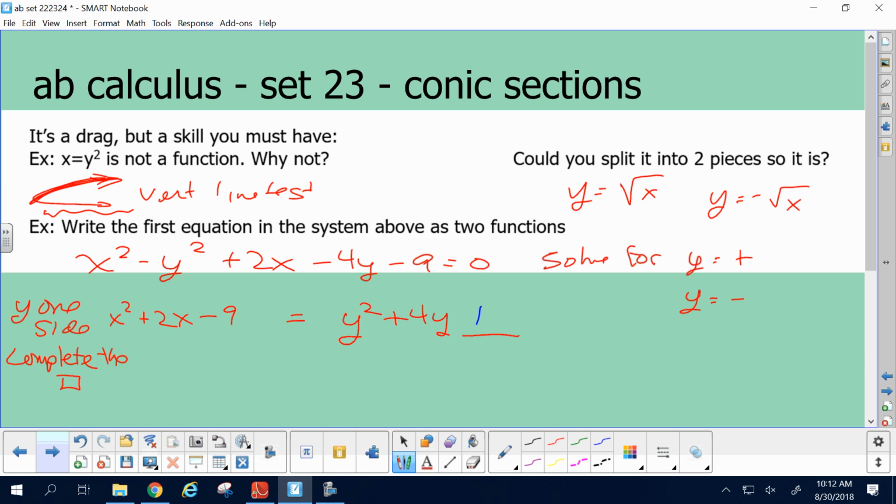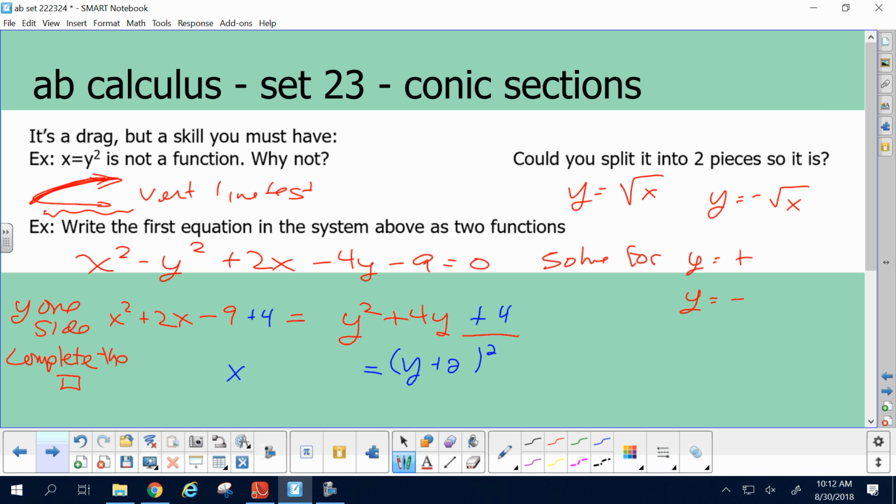Half of this coefficient is 2. Squared is 4. Balance the equation. If I add 4 there, I must add 4 to the other side. If you did your job, then you must have completed the perfect square. It should be a perfect square of y plus 2.